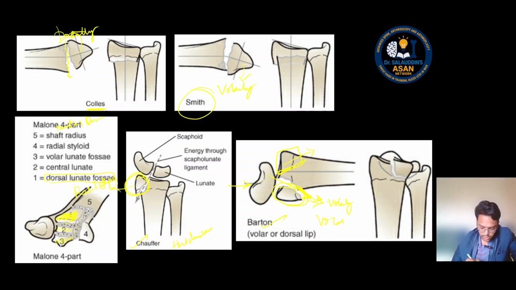The lunate fossa of the distal radius is divided into dorsal, central and volar. Then the fourth part is the radial styloid, and one more part, that is the radial shaft. This is the fifth part, radial shaft. So these are the 4 parts that are displaced in multiple directions. The dorsal fragment goes dorsally, volar fragment goes volarly, radial styloid goes more laterally. These are all the multiple displacement, that is a high energy trauma, that is Melone 4 part.